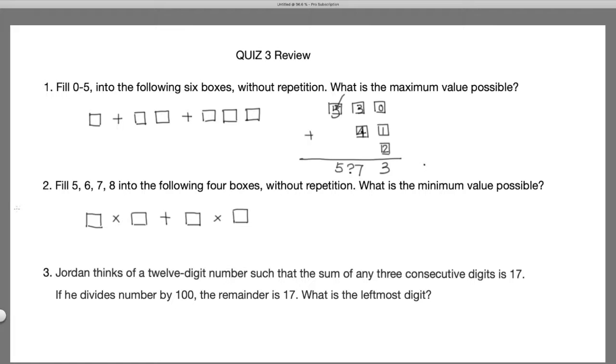Let's look at problem number 2. Fill 5, 6, 7, 8 into the following 4 boxes without repetition. What is the minimum value possible? Now I have 4 boxes here. Instead of representing a 2-digit number, they are all single digits here. This box times this box plus this box times this box.